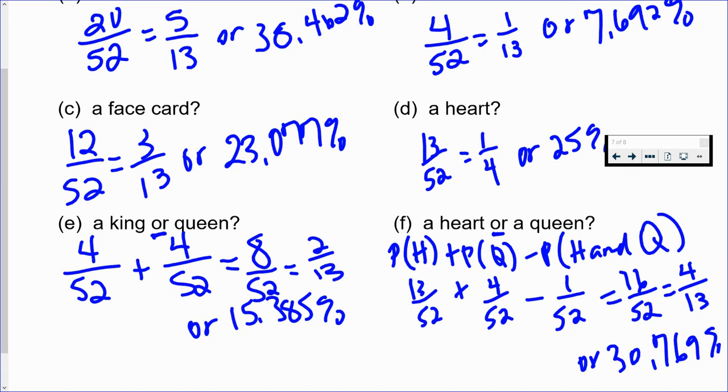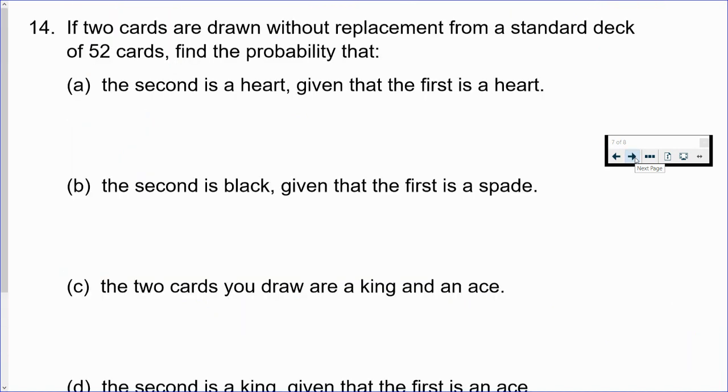Okay, so that's a very good example of when you have to use that OR equation where you have to subtract the AND portion. Because the probability of a heart or a queen, well, they do have one in common. There's one card that's in common. It's the Queen of Hearts. Okay, so let's take a look again at some more. We're still going to do some more with cards.